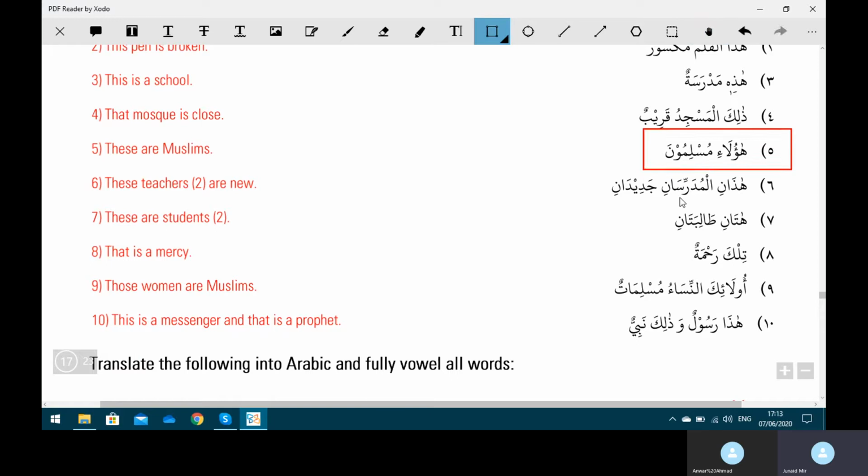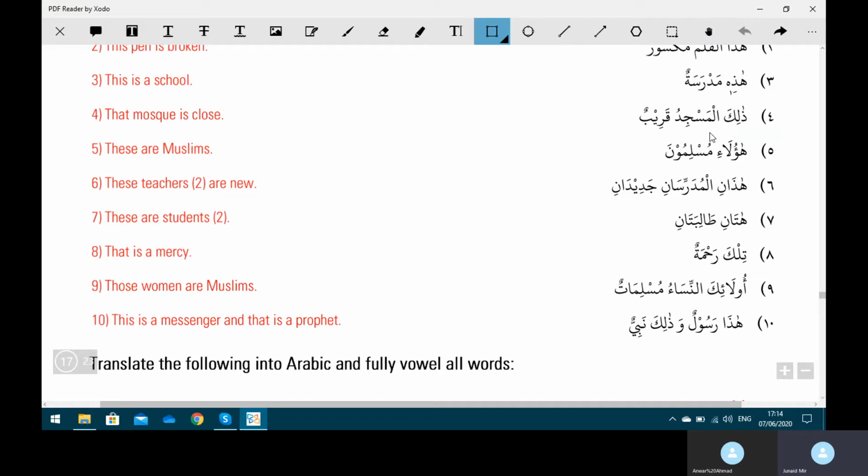هؤلاء مسلمون. هؤلاء is an ismul ishara, a demonstrative pronoun that is used to refer to 3 or more males or females that are close. It means these. مسلمون is a sound masculine plural. I know that because of the una ending. And it means 3 or more male Muslims. So these are Muslims.